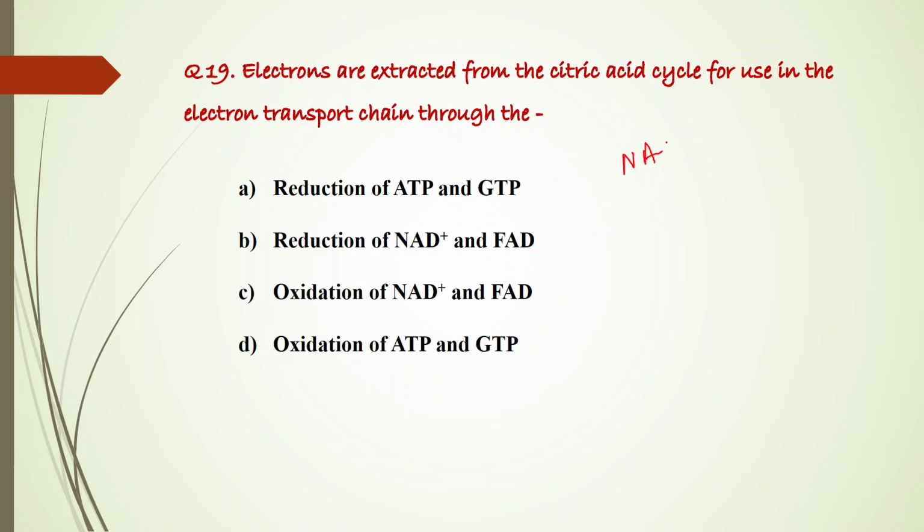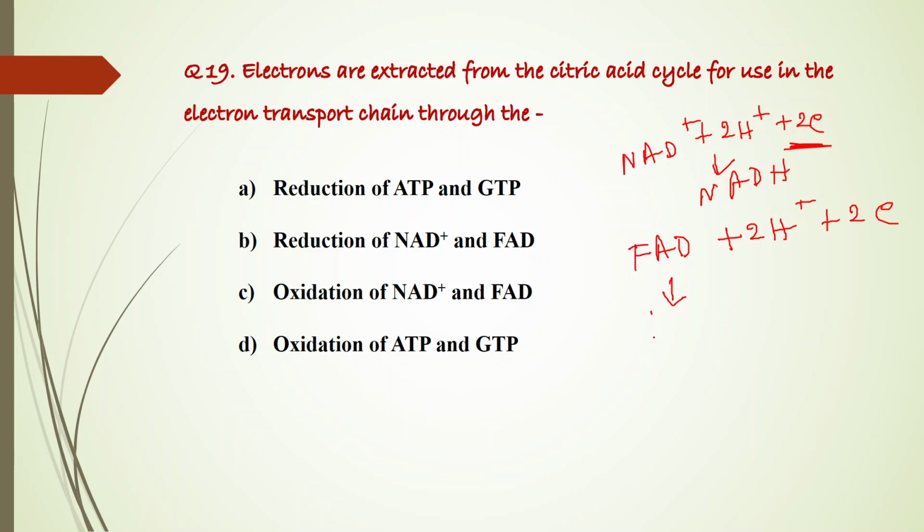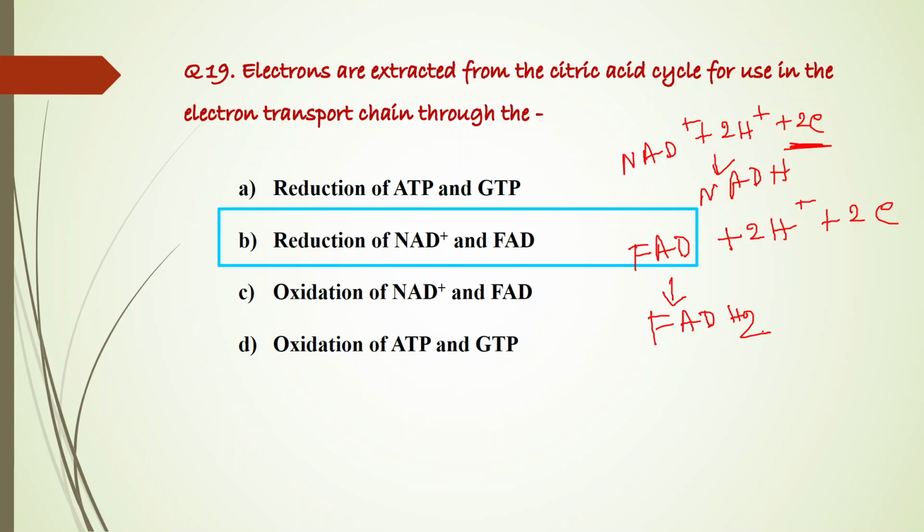We already know what the electron transporters are here. We have our NAD plus that will take up 2H plus and 2 electrons, leading to formation of NADH. Another one is FAD, which will again take 2H plus and 2 electrons in 2 consecutive steps, resulting in the formation of FADH2. So the correct option should be the reduction of NAD plus and FAD. These are the electron transporters from which you get the electrons for the TCA cycle. So let us move to the next question then.